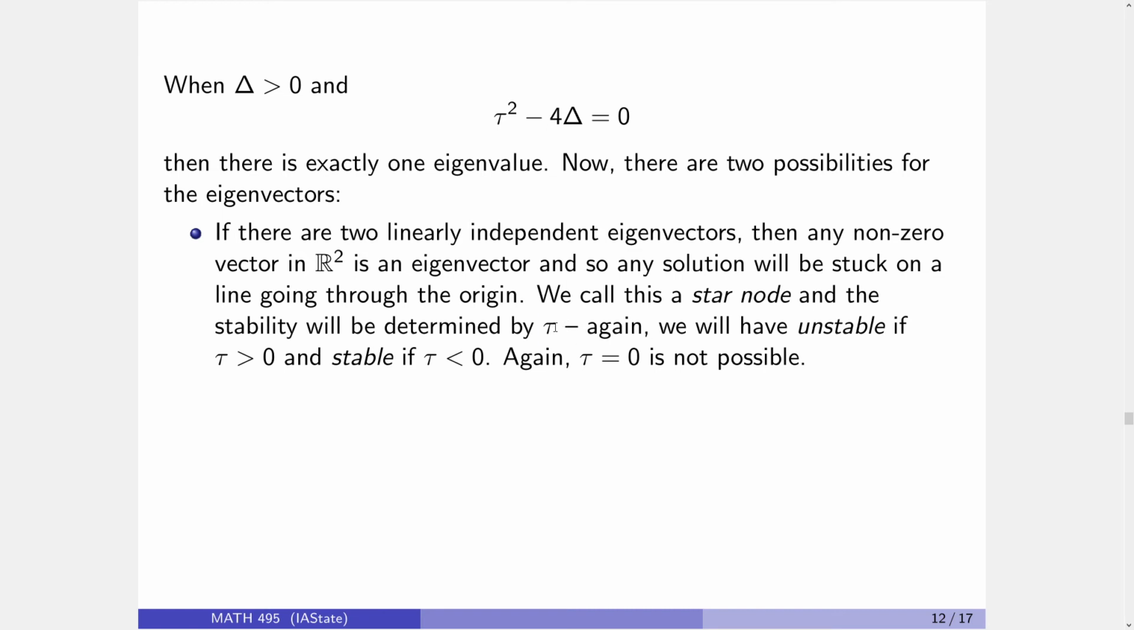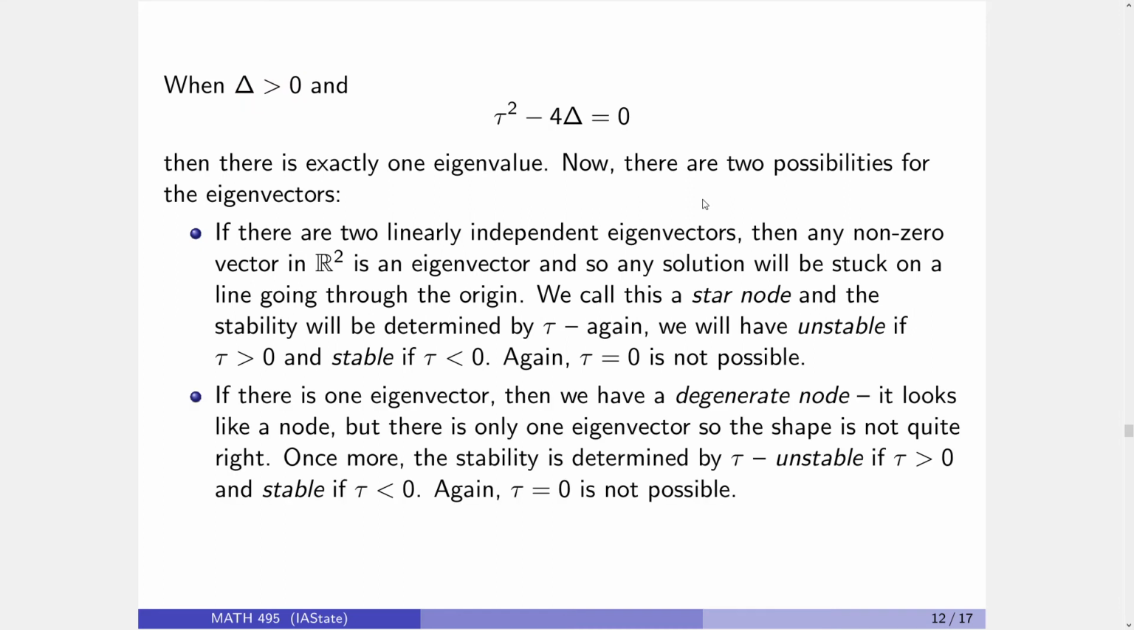If tau is positive, then our only eigenvalue must be positive. So we will be unstable, the solutions will grow. Likewise, if tau is negative, our only eigenvalue is negative, and the solutions will decay. Okay, so we call this a star node because of the shape it will form, because it's just lines shooting out of the origin. And again, we're stressing tau equals zero is not possible. If it was, the zero's out, that means the determinant's zero, but we are assuming that's not the case.